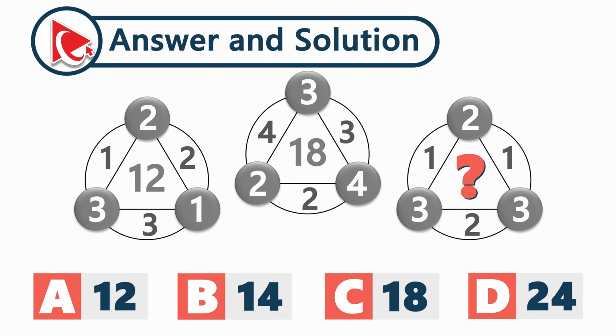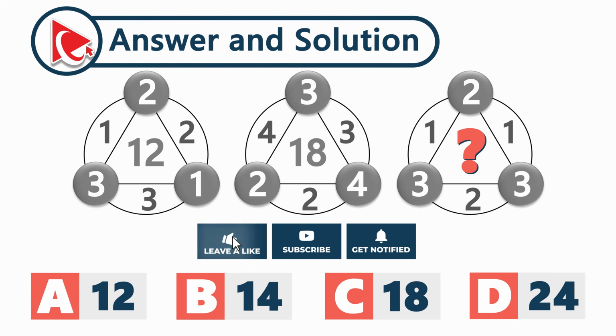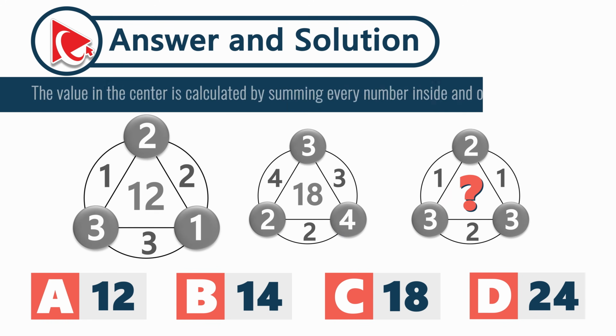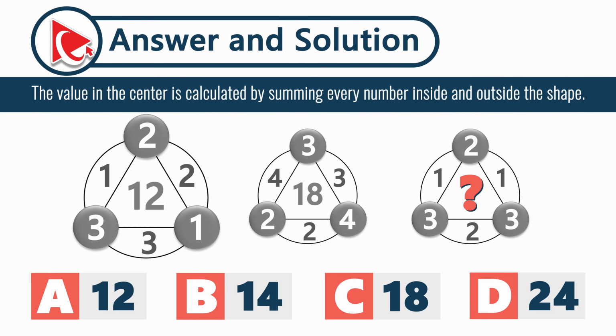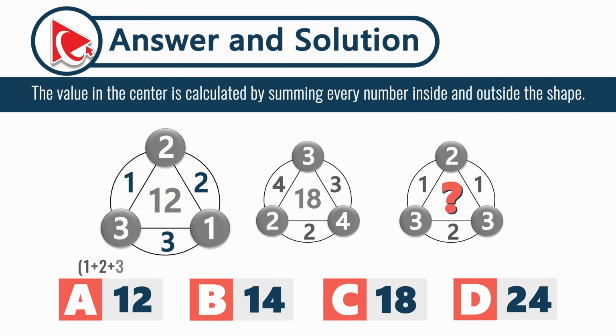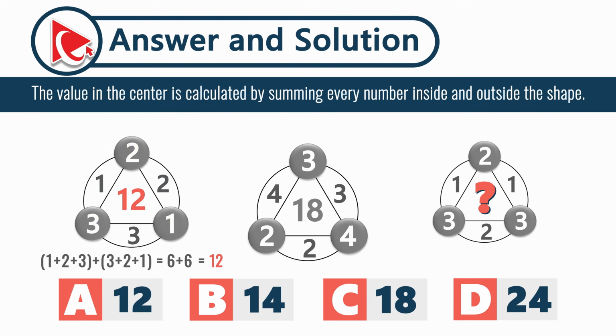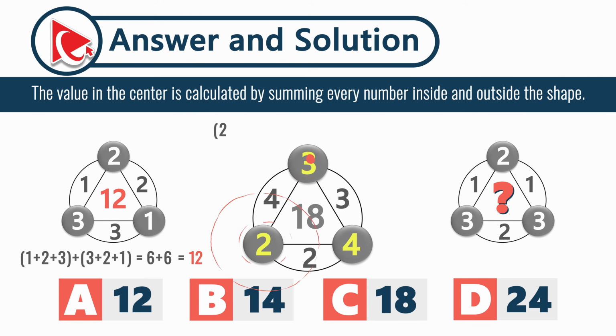The pattern here is simple, but it's hidden in plain sight for most people. But I'm pretty sure you're not one of them, though. Take a close look at the first shape. The value in the center is calculated by summing every number inside and outside the shape. 1 plus 2 plus 3 plus 3 plus 2 plus 1 equals 6 plus 6 and equals 12. If we look at the second shape, 2 plus 3 plus 4 plus 4 plus 3 plus 2 equals 9 plus 9 and equals 18.